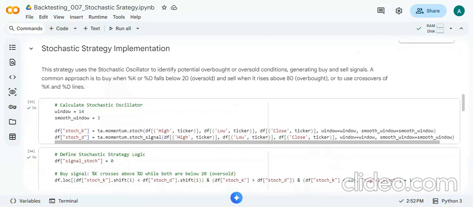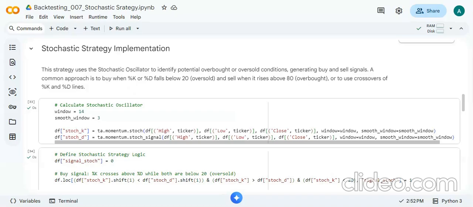And here, as you can see, there is a markdown. It already notes that this strategy uses the stochastic oscillator to identify potential overbought, meaning where we can sell, and oversold, meaning where we can buy, conditions, generating buy and sell signals, as I mentioned. A common approach is to buy when our, like this line. So basically stochastic has two lines, the K line and the D line, right? So one of them is fast and one of them is slow.